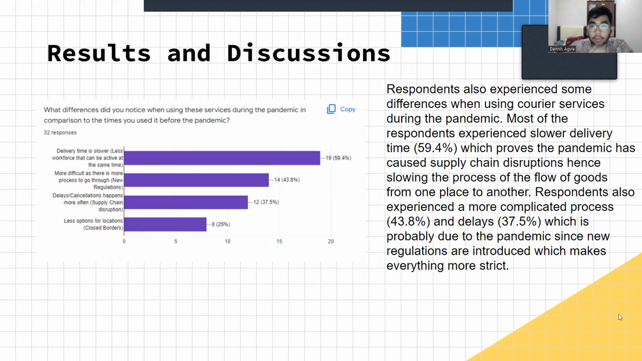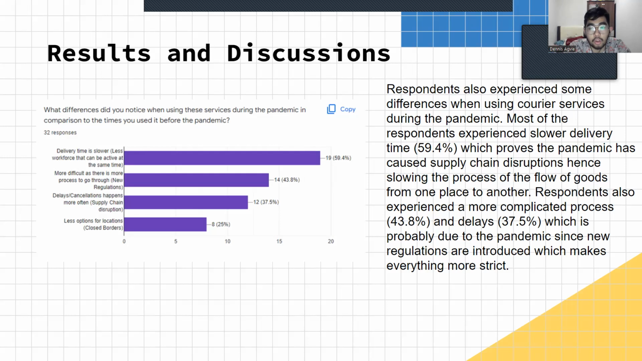And now respondents also experienced some differences when using courier services during the pandemic. Most of the respondents experienced slow delivery time, which is 59.4% of them, which proves the pandemic has caused supply chain disruptions, hence slowing the process of the flow of goods from one place to another.